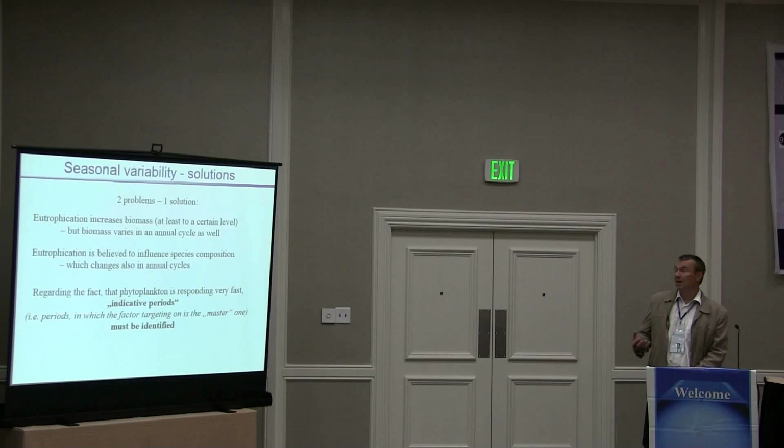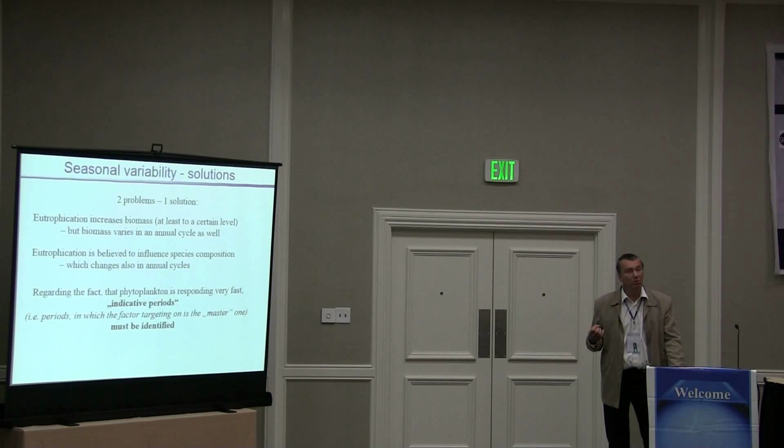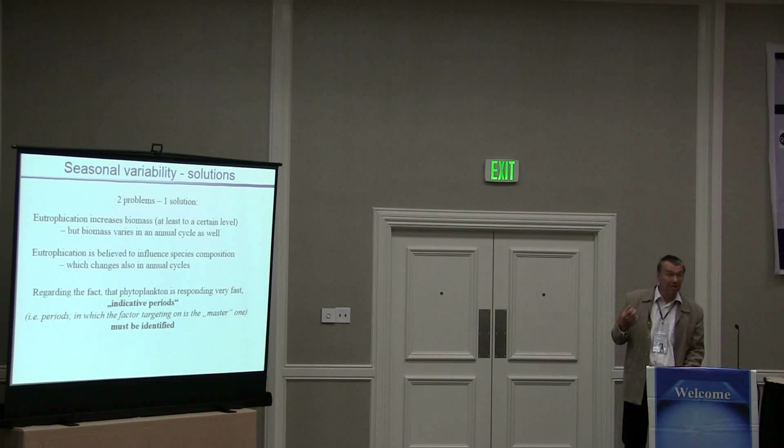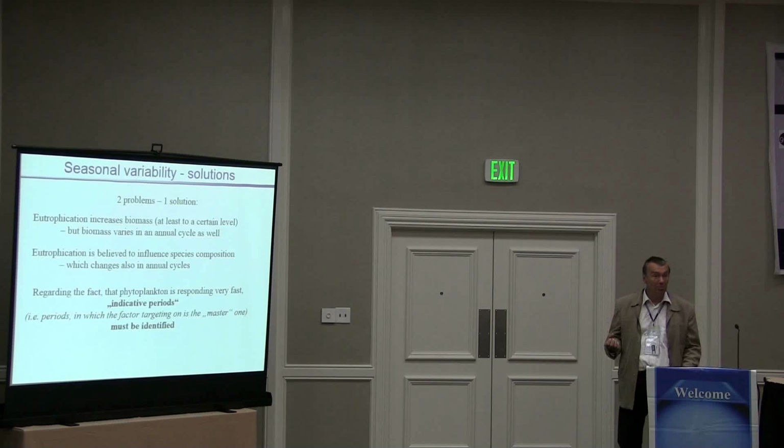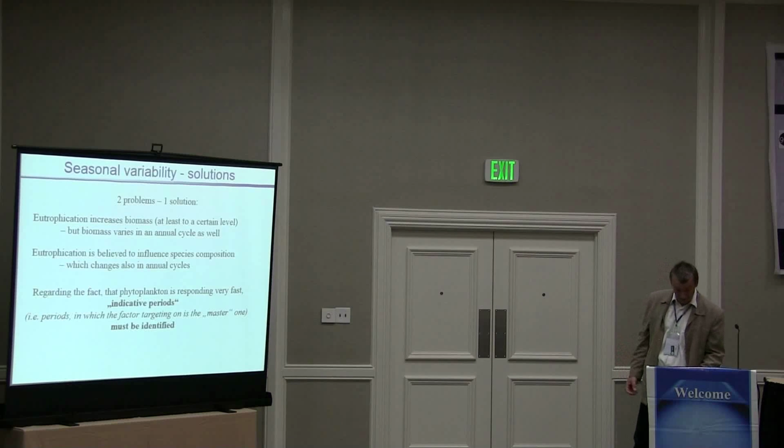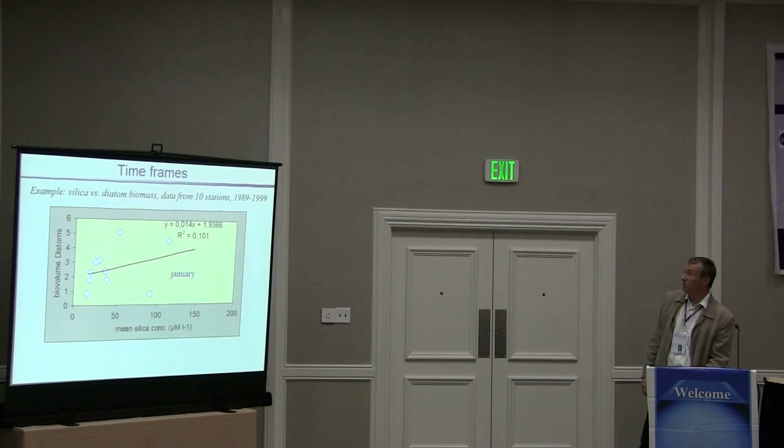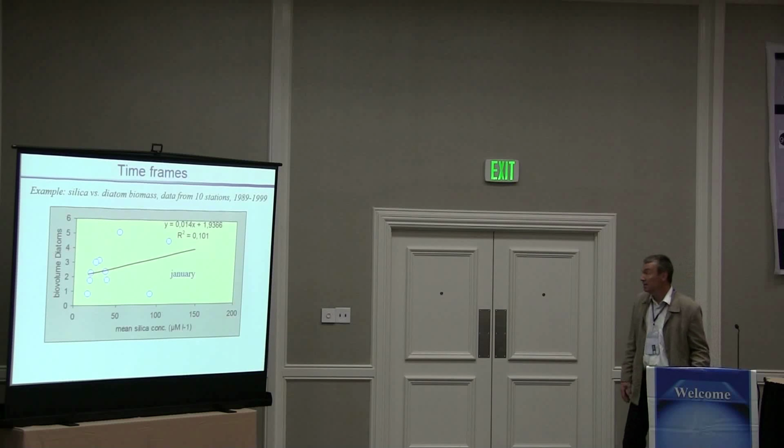So how to come out with a set of indicators for the eutrophication status in this? Phytoplankton is responding very fast to many parameters, not only to eutrophication. So we have to look for indicative periods, for periods in which the phytoplankton is structured by the factor we are looking for. And an example for this will be given here.